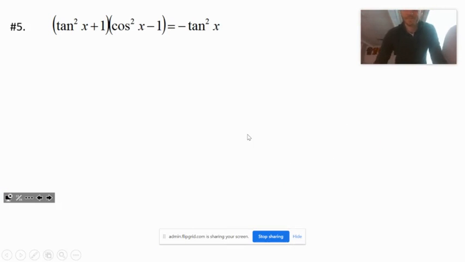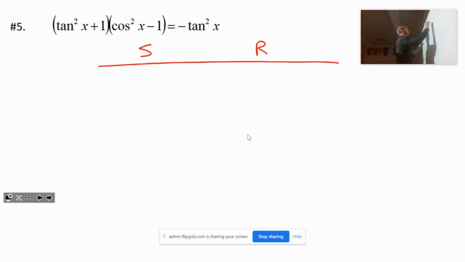Okay, number 5. Let's keep moving. So number 5, again, I'm verifying that these two sides of the equation are equal, so choose the more complicated side. I'm going to make a 2-column proof setup, statements and reasons. All right. First statement is going to start with the more complicated side. That's going to be the left side for sure here.